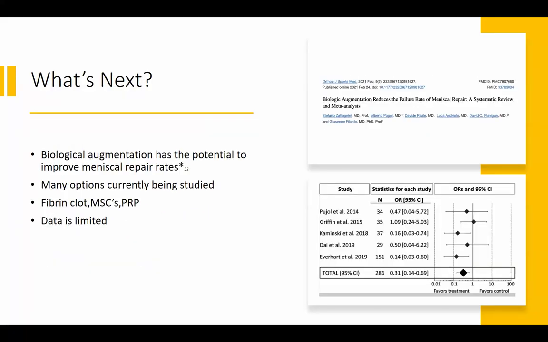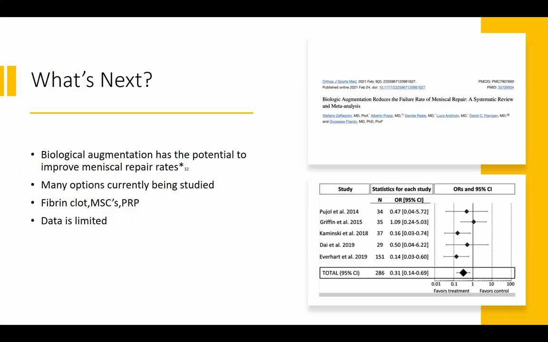So in terms of what's next, I shouldn't say final, but our next frontier is to find ways to reduce failure rates in meniscal repair, which consistently hover around 20% in the literature. Biological augmentation aims to improve cellular incorporation to the site, vascularization in the inner zones, matrix deposition, and inflammatory relief following such a procedure. Several methods are currently being investigated, including fibrin clot, mesenchymal stem cells, and PRP.